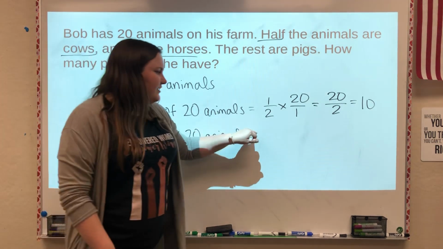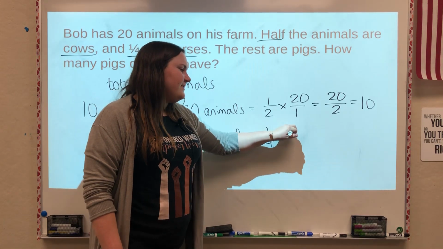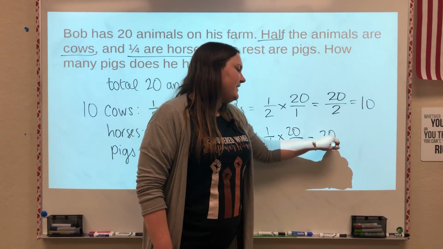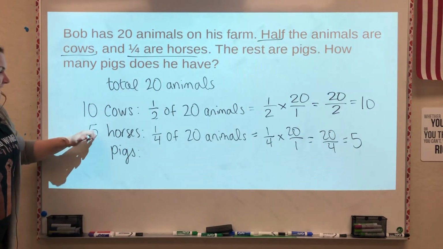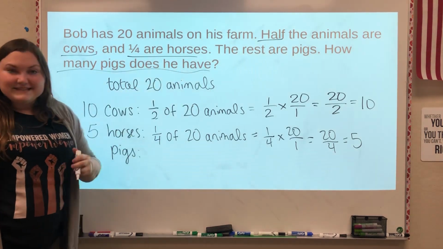To do that, it's going to look real similar to what we did last time. It'll be 1/4 times 20/1, which gives us 20 divided by 4, which is 5. So we know that there are 5 horses. Remember the question. We are trying to figure out how many pigs he has.